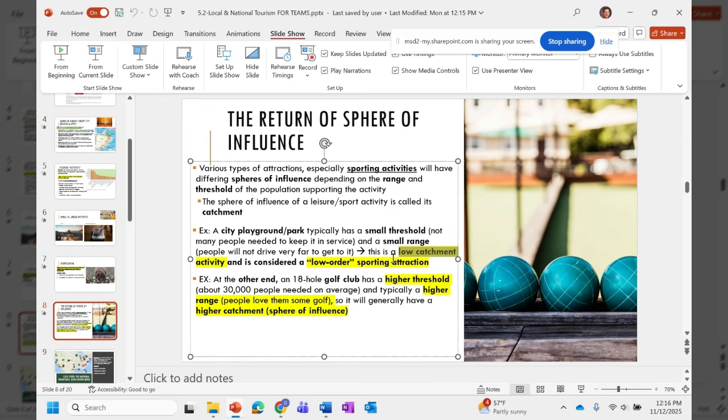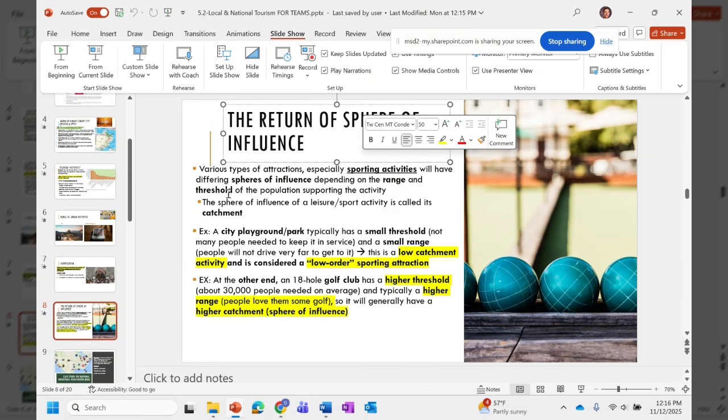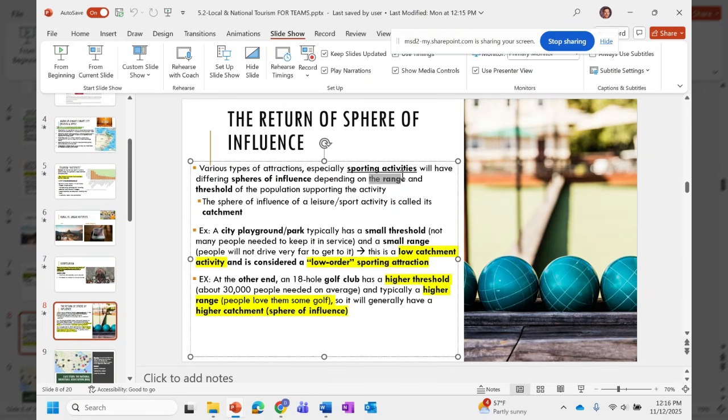Things that have low catchments or not a large sphere of influence are generally considered low order attractions, and things with a higher threshold and a higher range are going to have higher catchments or a larger sphere of influence. So it's usually based on the range, how far people are willing to go, and the threshold, how many people are necessary in order to support the activity.